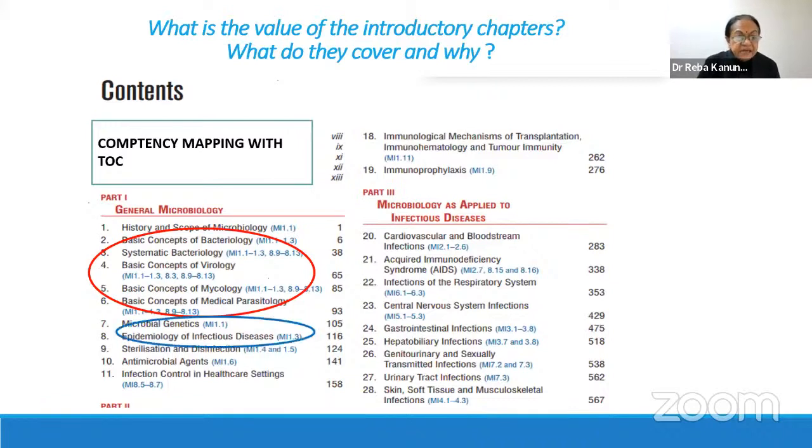And then next we have gone on briefly to microbial genetics and epidemiology of infectious diseases. Now, you might ask why we have put this in a sequence?